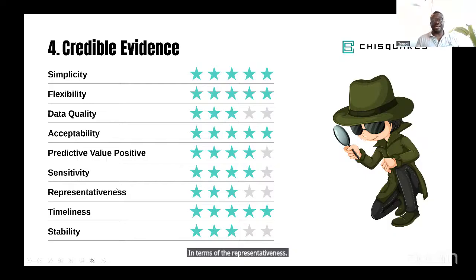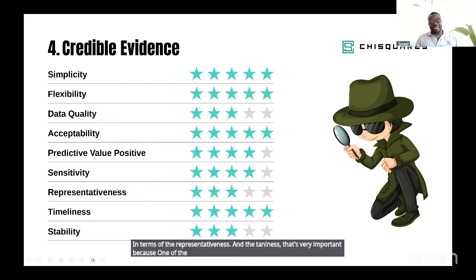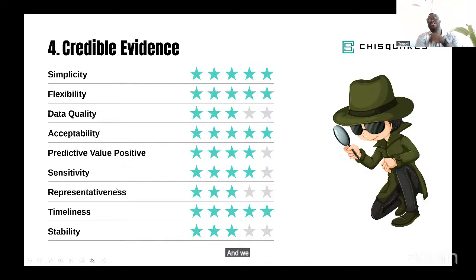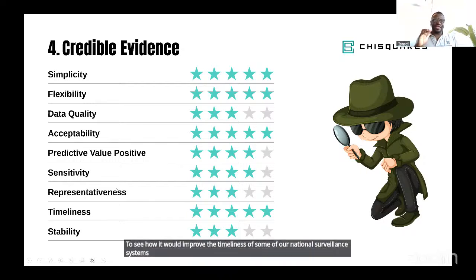And then timeliness, that's very important because one of the setbacks of public health is that we collect data and 5 years later, that's when we're releasing that data. That's not good enough. We need to improve. And we tried so many things. We tried so many methodologies in the past to see how we could improve the timeliness of some of our national surveillance systems. We've tried mobile phones, and we've tried a whole lot of other experimental technology. But it's one of the problems we always face with large surveillance systems.